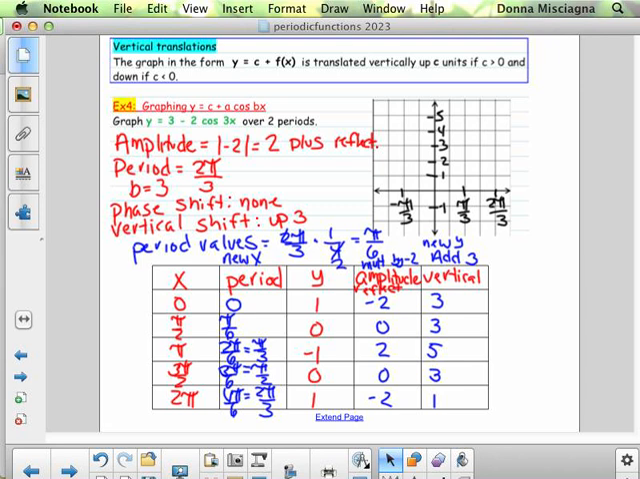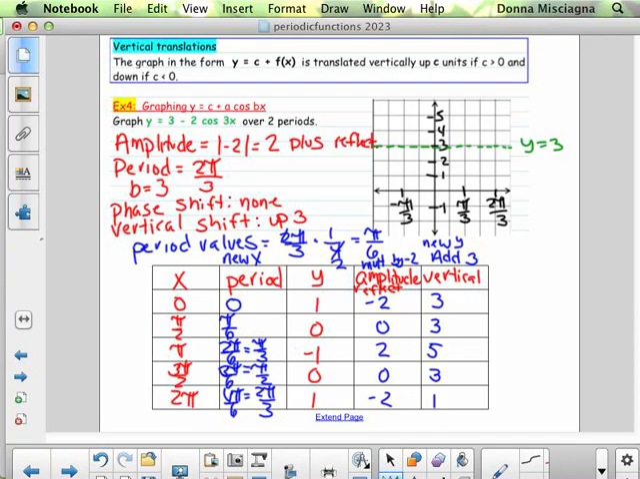So our first point is 0. Oh, and before we do that, let's graph the midline. Right? So we have a midline change. The midline is the same as the vertical shift. So now the midline, where the graph is oscillating about, is now at y equals 3. All right, so we'll graph our points.